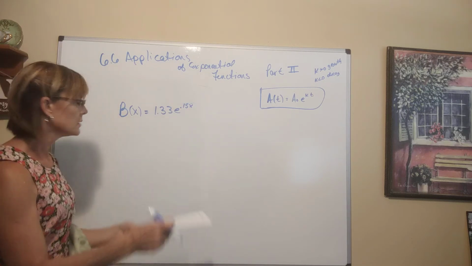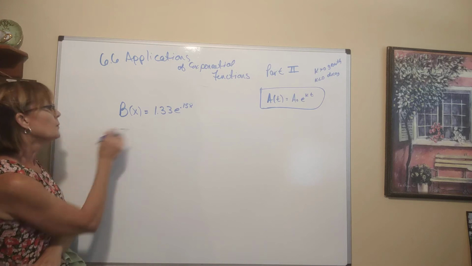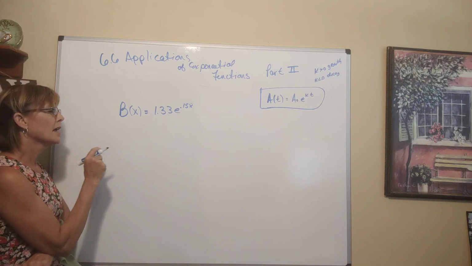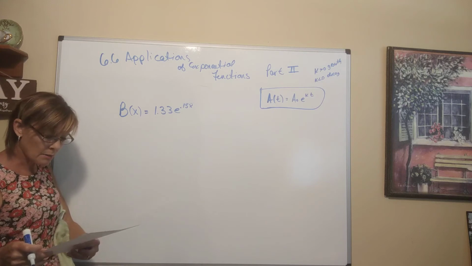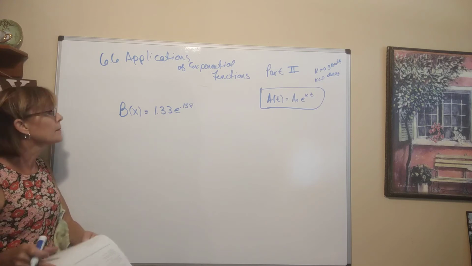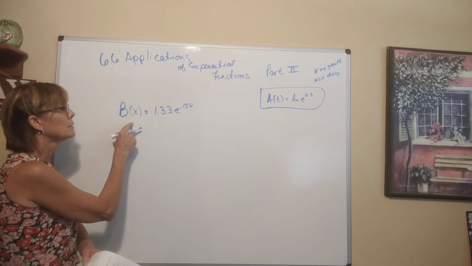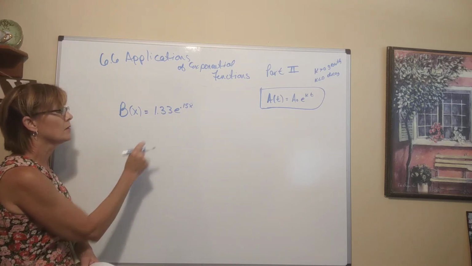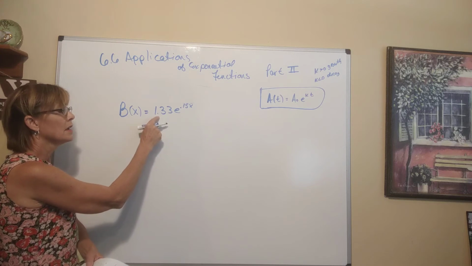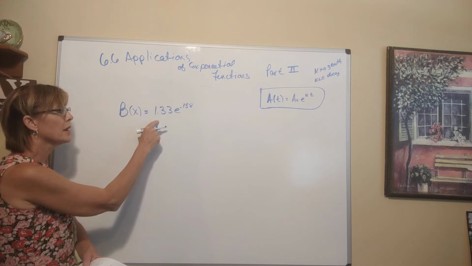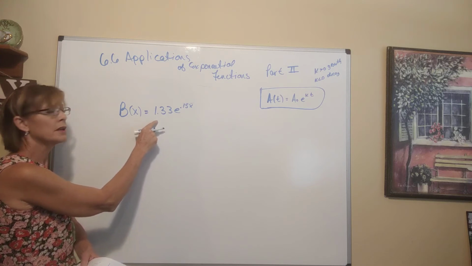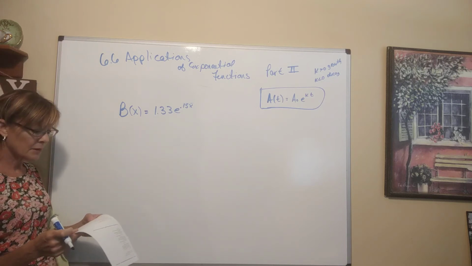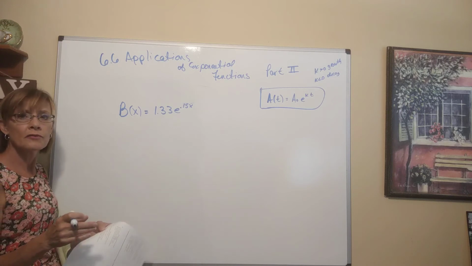Okay, so what can we observe here? B of x, what does it represent? The concentration of bacteria in millions per milliliter, okay? x is in hours. What is the initial amount? The initial amount right here is 1.33 million per milliliter of bacteria. All right. Part A, how many bacteria are there after 2.5 hours?